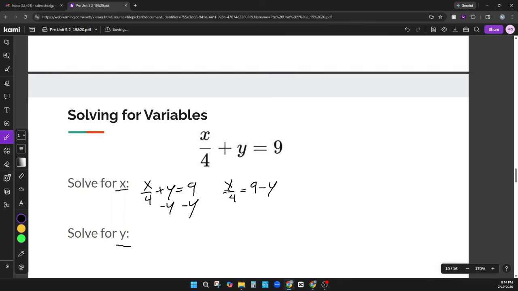And because I want to get rid of this fraction, which means division, I'm going to go ahead and multiply by 4. And what I do to one side, I must do the other. I multiply by 4. This cancels, and I get x is equal to 9 minus y times 4, which I can distribute, which is equal to 36 minus 4y.